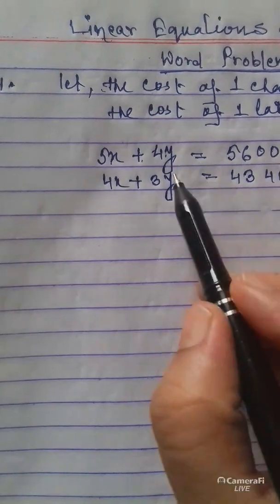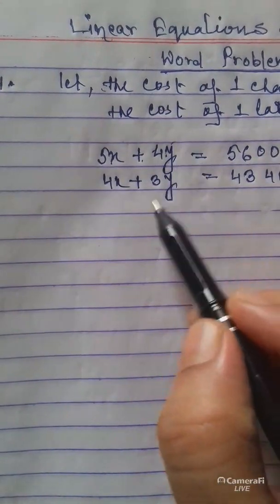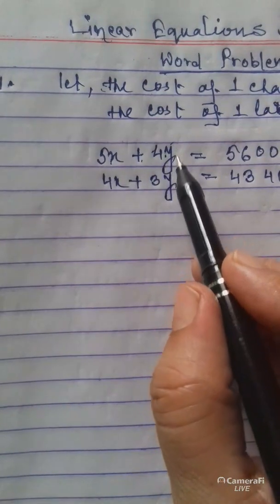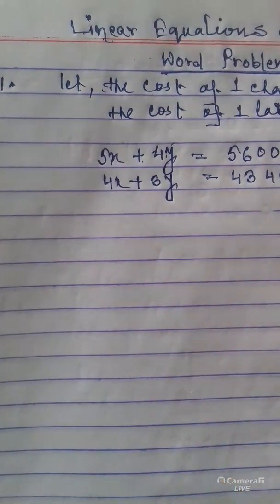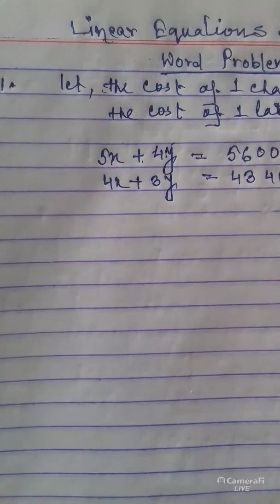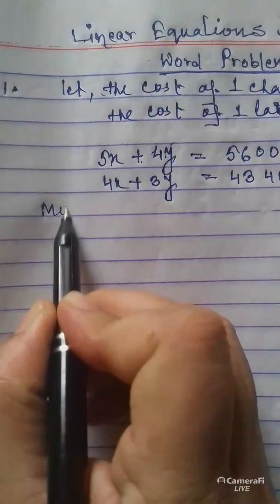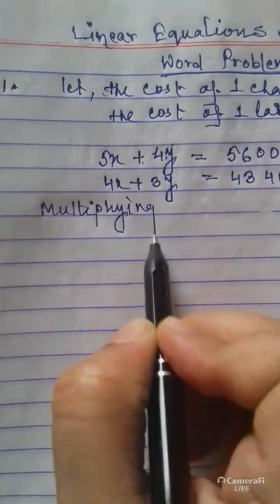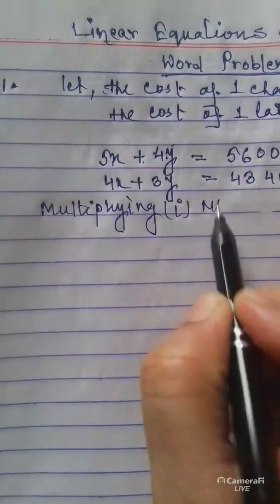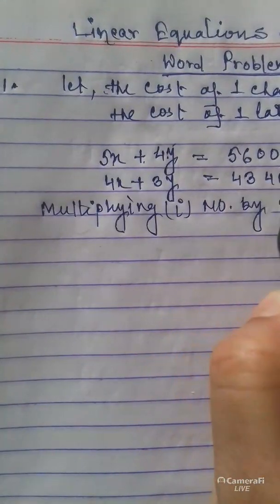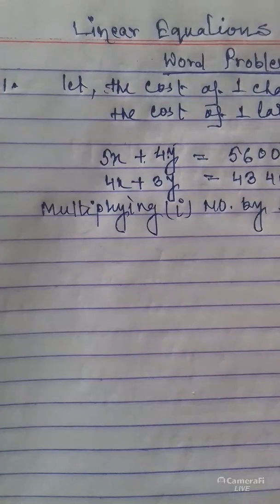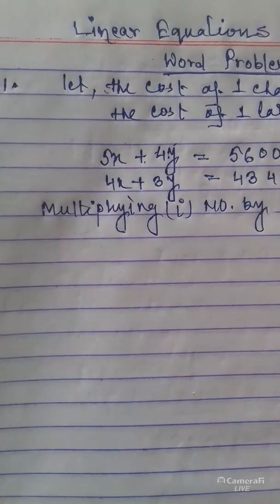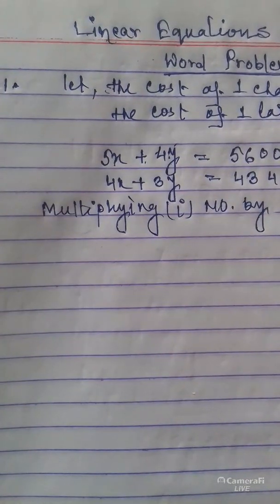Now we can eliminate the y variable. If we want to eliminate the y variable, then multiply equation 1 by 3 and equation 2 by 4. Multiplying equation 1 by 3 and equation 2 by 4.